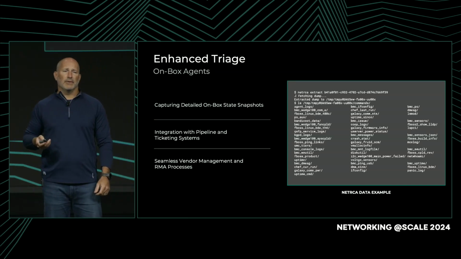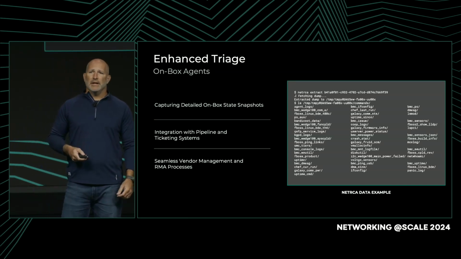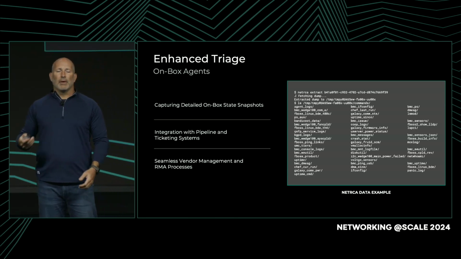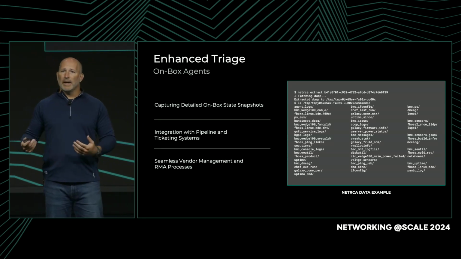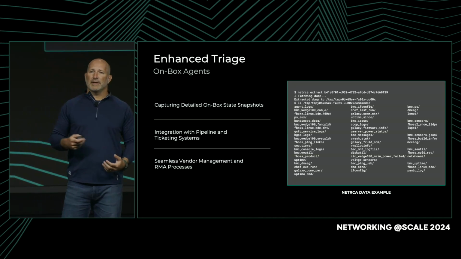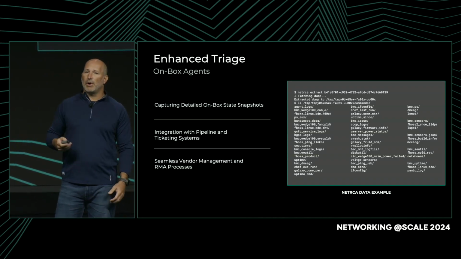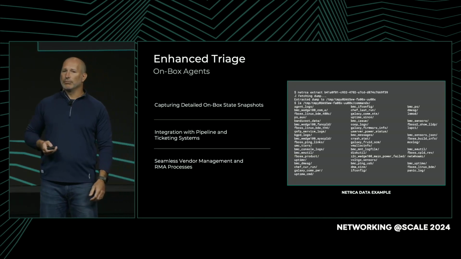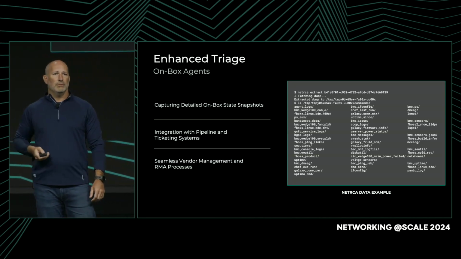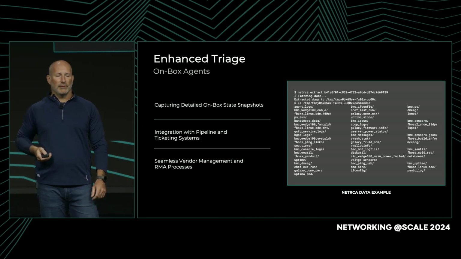The other benefit that we found from this is that we automatically integrate this with our vendor management platform. So we speed up the RMA process. Our vendors are no longer going back and forth with our support teams. They have direct access to the triage details of a problem that we've identified as an RMA. And this has significantly helped us reduce the overall time to repair for these types of events.